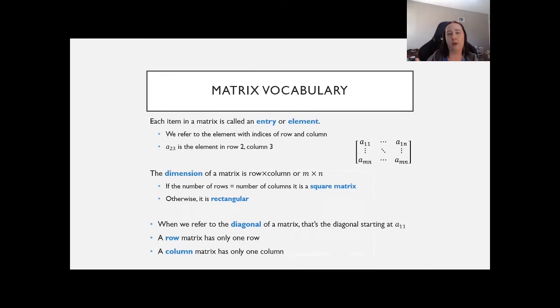We do often talk about diagonals of matrices. They're used more when you're finding determinants, and it comes up a lot. For different types of solving, you're going to want ones in the diagonal. That's just starting at the top left corner and then going down. And then a row matrix is only a row, a column matrix is only a column. That's just some particular vocabulary there.